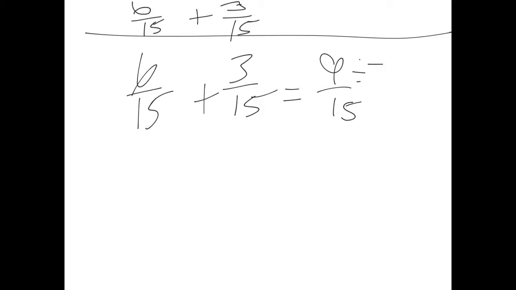Divide by 3. 15 divided by 3 equals 5. 9 divided by 3 is 3. And 3/5 is my answer.